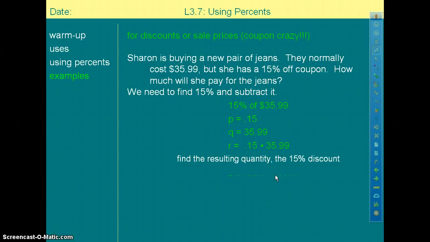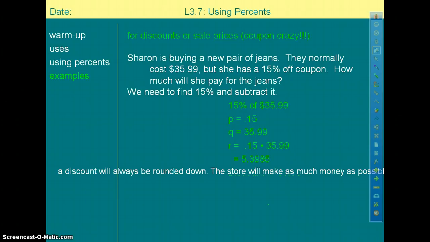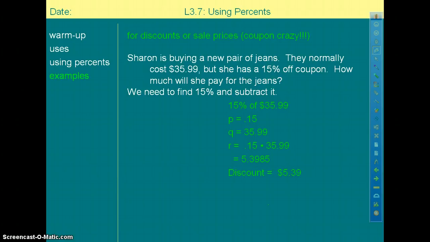We find the resulting quantity. What is that 15% discount? In this case, the resulting quantity is 5.3985, but since we're talking about money, we're going to have to deal with some rounding. The discount will always be rounded down. The store will always make as much money as possible, so they'll take off a smaller amount of money. So here our discount would be rounded down to $5.39. We actually need to subtract that to give the amount paid, $30.60 paid.